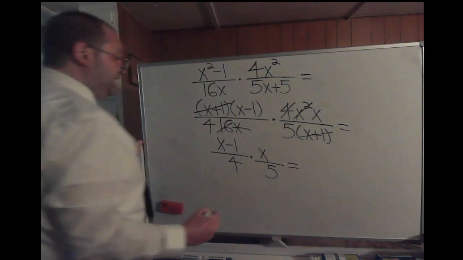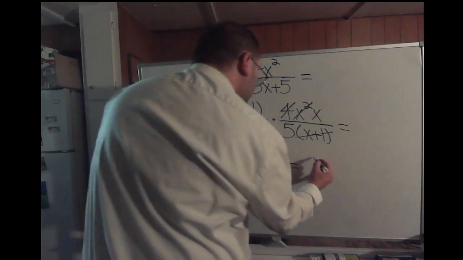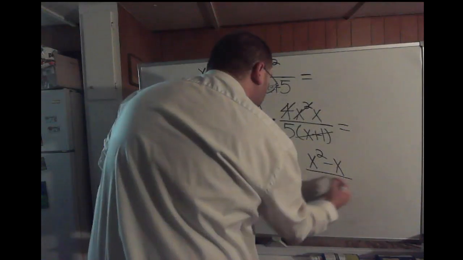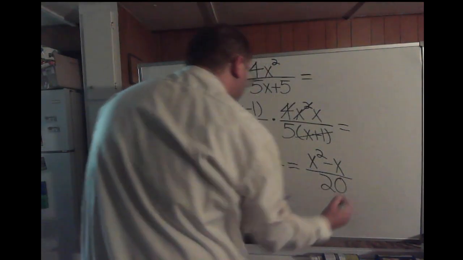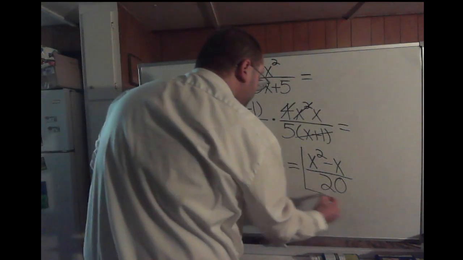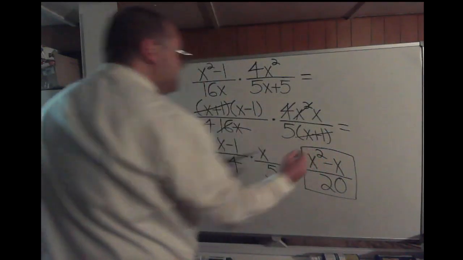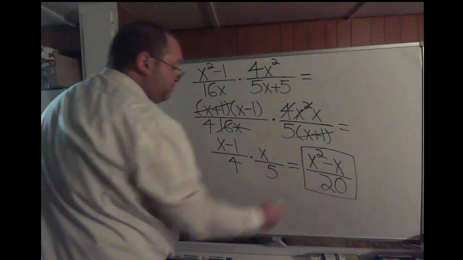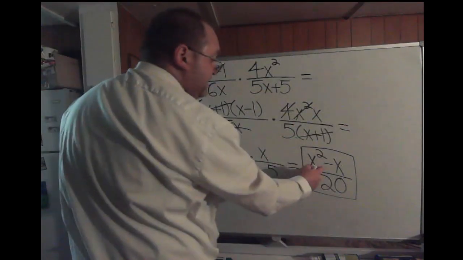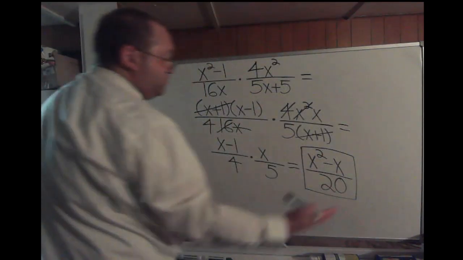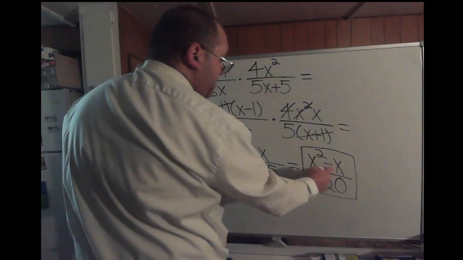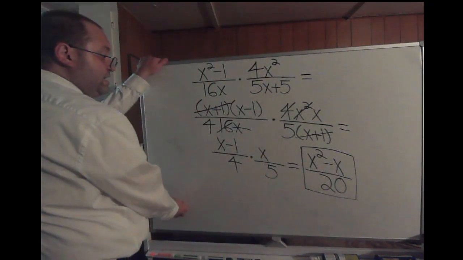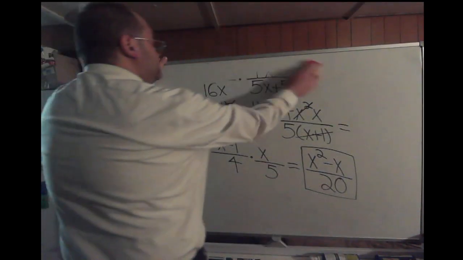So when you multiply this out, you should get x squared minus x all over 20. And there's no further way to factor this. So you could have left it as x times x minus 1 in your numerator. That would have been fine. I'm just expanding it out since there's no further way to factor the whole thing. You get x squared minus x all over 20 as your end result.